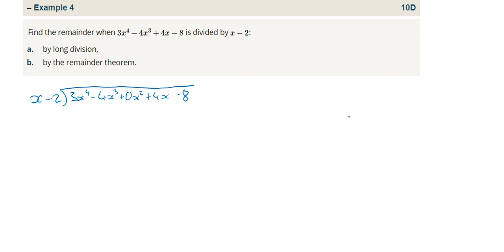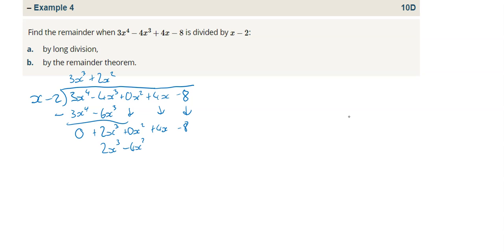So x times what gives me 3x to the 4? 3x cubed, which gives me 3x to the 4. And then negative 2 times 3x cubed would be negative 6x cubed. These all come down. Subtract that away, 0. Negative 4 plus 6 is going to give me positive 2x cubed plus 0x squared plus 4x minus 8. X times what gives me 2x cubed? Well, positive 2x squared. Negative 2 times 2x squared would give me minus 4x squared.